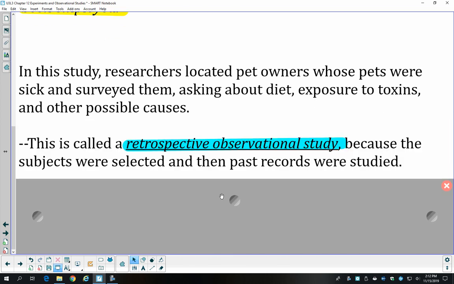And so in that type of study, we would call that retrospective because they were going to people whose pets were already sick. So they knew they were sick already, and they were trying to basically research the history of that pet and their health.